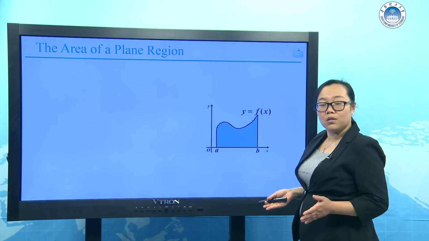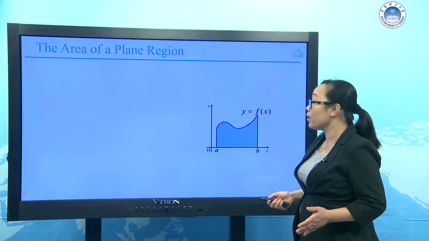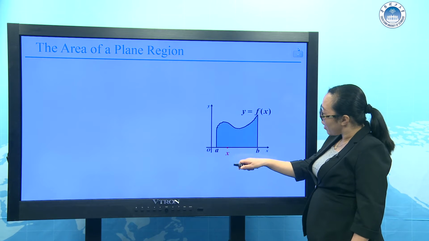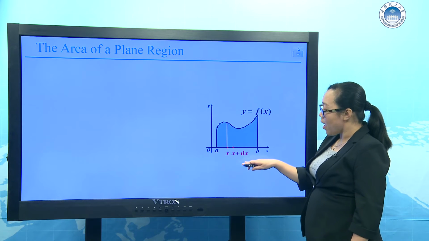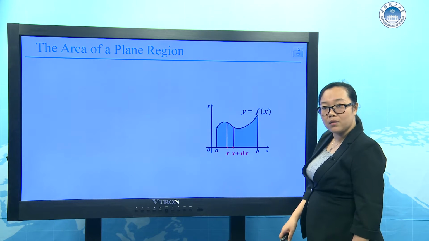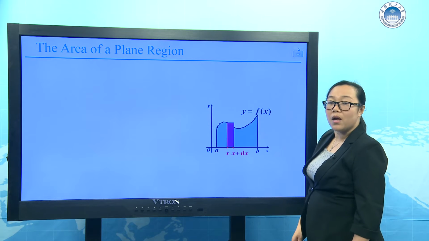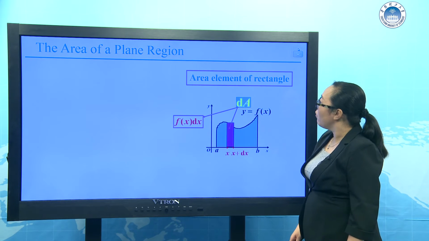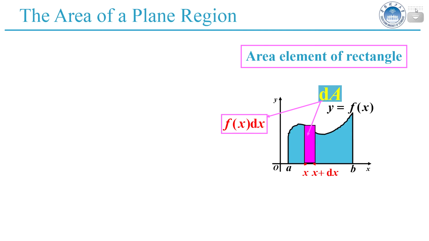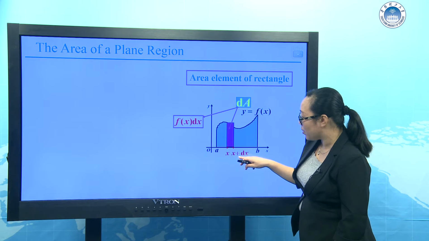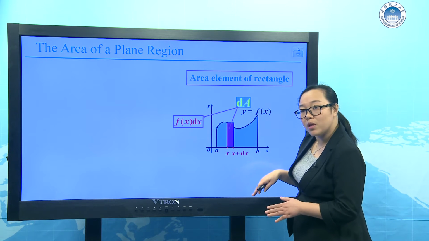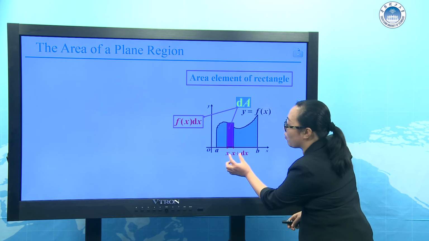We already know the basic area of a rectangle. So taking the point x and another point x plus dx, we can get a special rectangle. From the rectangle, we know the area element dA equals the bottom times the corresponding height. What is our bottom? One point is x, the other point is x plus dx. The subtraction equals dx. It is our bottom.